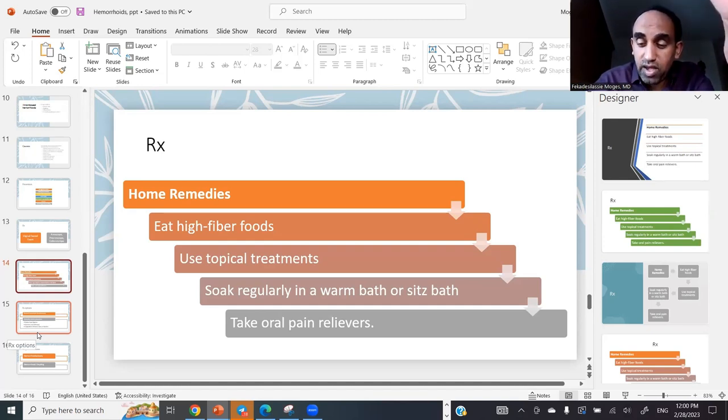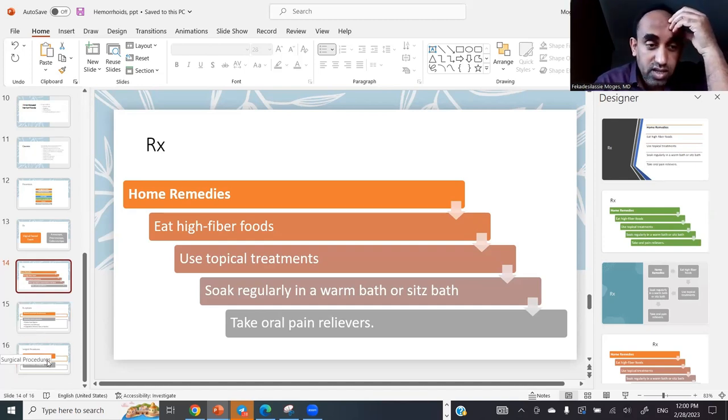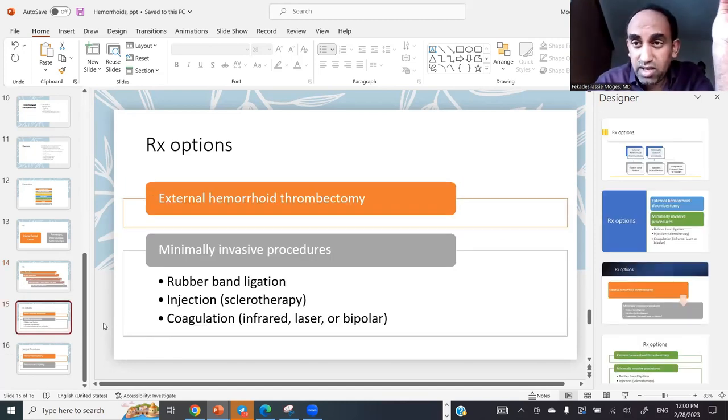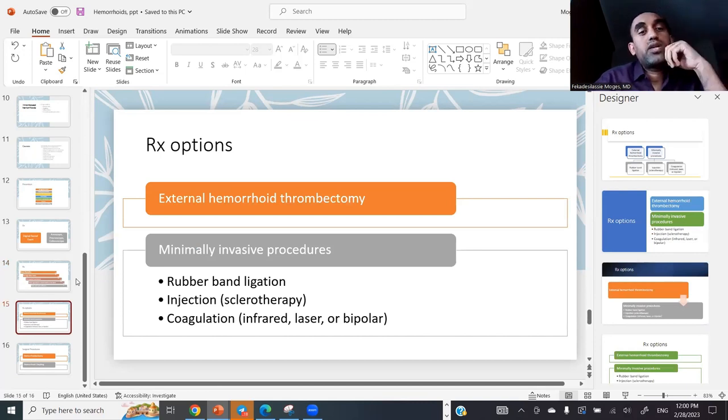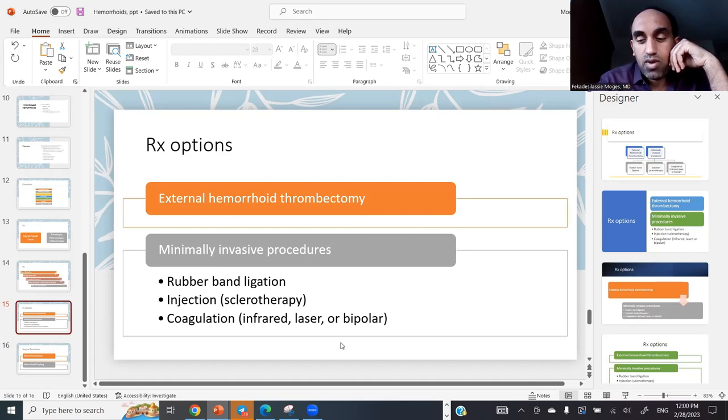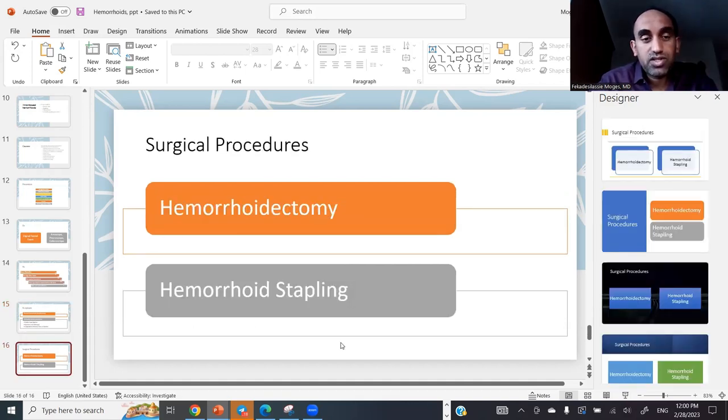And take oral pain relievers. If you have very painful thrombosed hemorrhoids, you can also use some systemic analgesics like non-steroidal anti-inflammatory medicines, paracetamol and all that. For external hemorrhoid thrombectomy, if it becomes this complication, thrombosis, you have to evacuate the thrombus. Minimally invasive procedures like rubber band ligation, injection sclerotherapy, and coagulation using laser or bipolar can also be applied. Surgical procedures, mainly hemorrhoidectomy and hemorrhoid stapling, are the ones which we use.